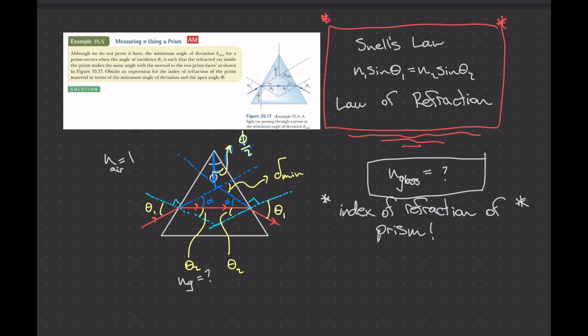It's asking us to obtain an expression for the index of refraction of the prism material in terms of the minimum angle of deviation and the apex angle phi. Broski. What does that even mean? Okay, let's use Snell's law.